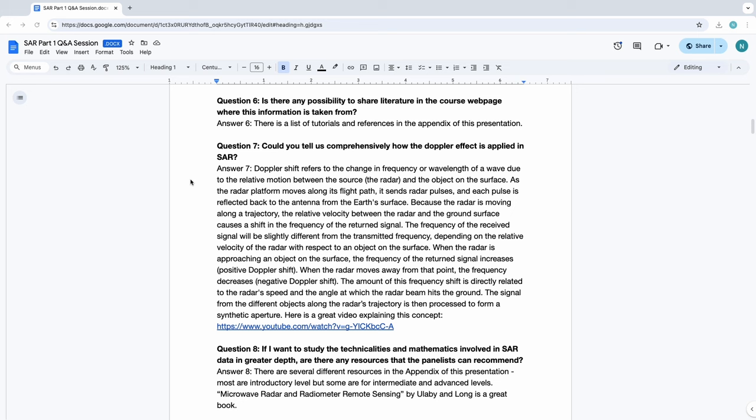Question seven, could you tell us comprehensively how the Doppler effect is applied in SAR? Basically, Doppler refers to the change in frequency or wavelength due to the relative motion between the source and the object on the surface. As the radar moves along its flight path and sends pulses, the pulses are reflected back to the antenna from the Earth's surface. But the relative velocity between the radar and the ground surface causes a shift in the frequency of the return signal. The frequency of the received signal will be slightly different from the transmitted frequency, depending on the velocity of the movement of the radar with respect to the object. Think of an ambulance coming toward you: it tends to be higher pitched, and when it moves away from you, it's lower pitched. That's Doppler right there. And I've put in a great video explaining that concept right here.